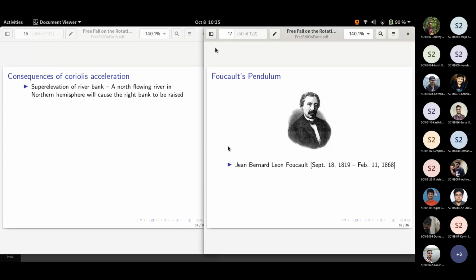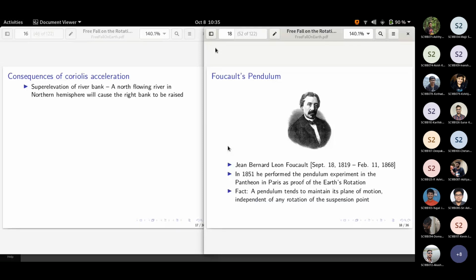Let us see. I think one of the questions in the class was, how do we detect that the Earth is rotating? Then how do I know what kind of equations to use to solve? So this problem was addressed by Foucault. He constructed a device called Foucault's pendulum. We will look at the derivation of those equations. He was trying to detect the rotation of the Earth. He performed this experiment in 1851.